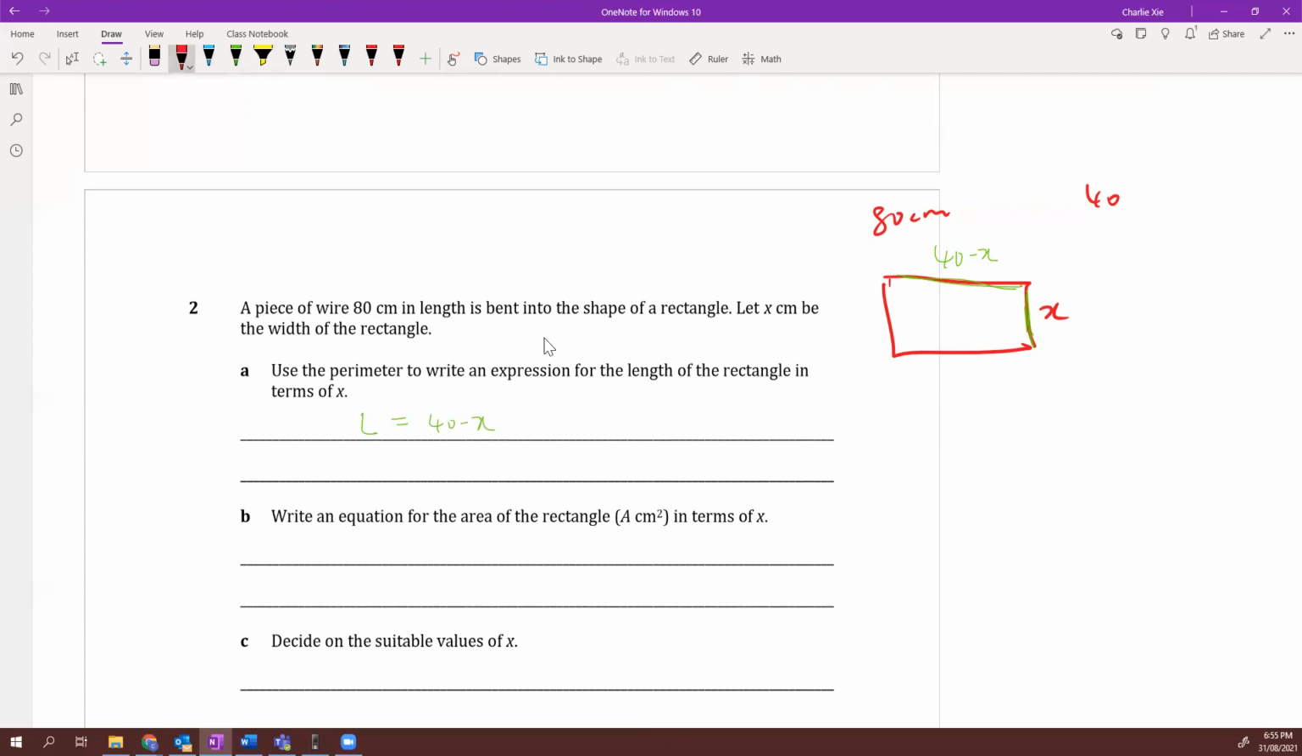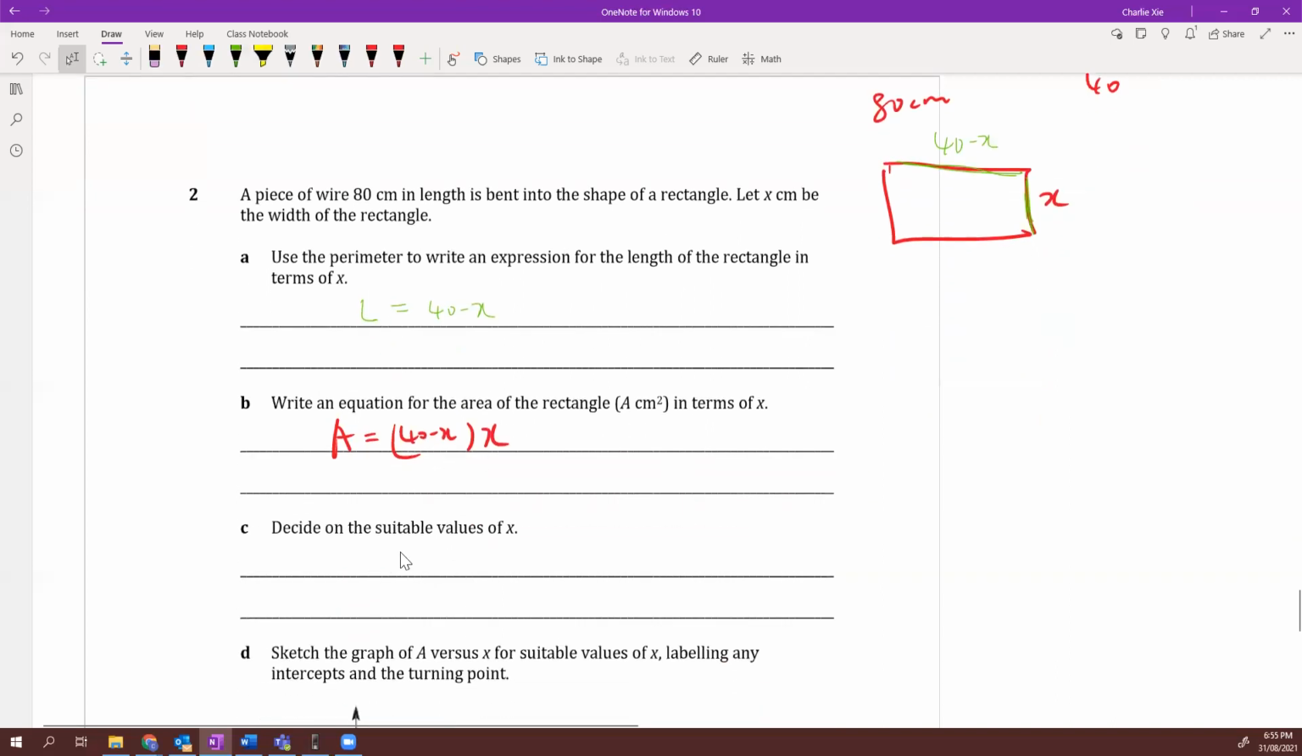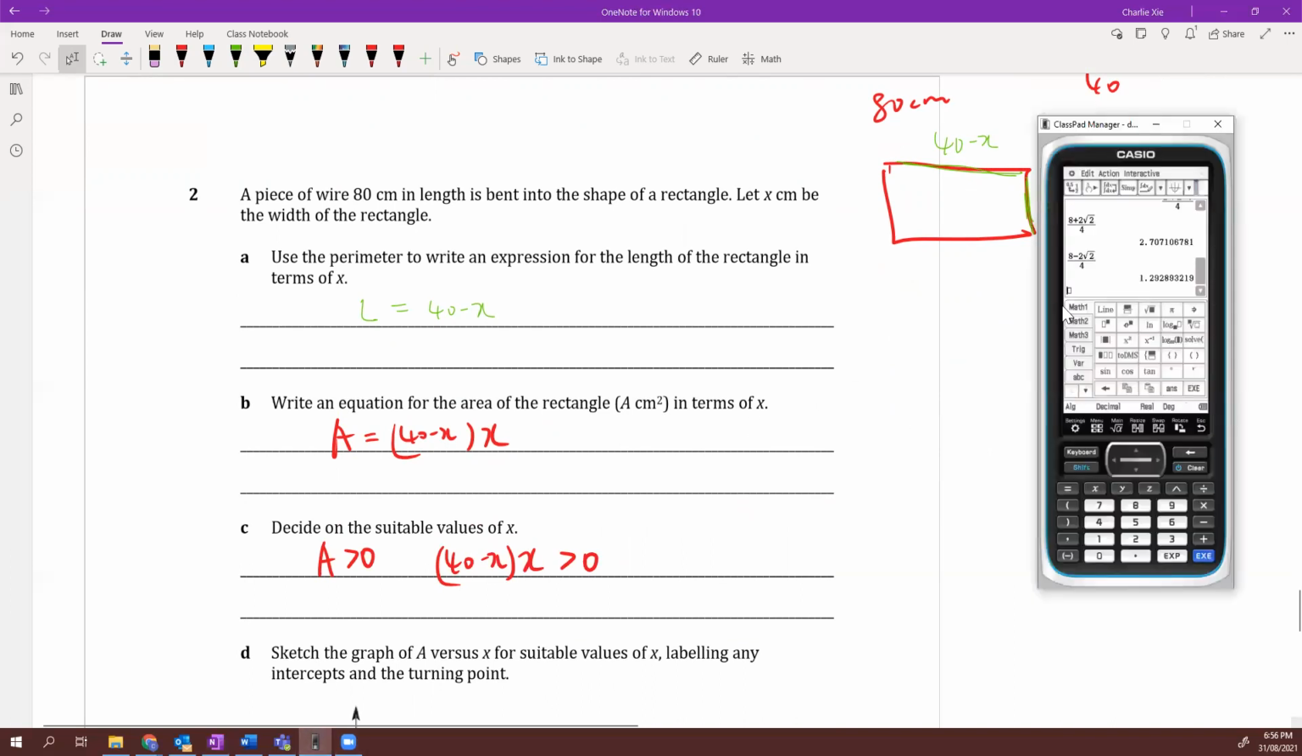Write an equation for the area of the rectangle. So we use A to represent the area. Area equals length times width. So 40 minus x times x. Okay. C. Decide on the suitable values of x. The area has to be greater than 0. Okay. So this 40 minus x times x, that's your area, has to be greater than 0. In your calculator, you can type it in: bracket 40 minus x times x. So math 3, greater than 0.